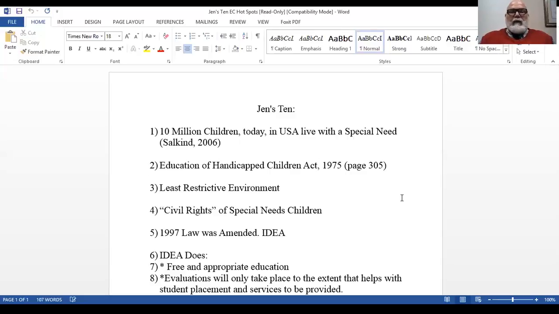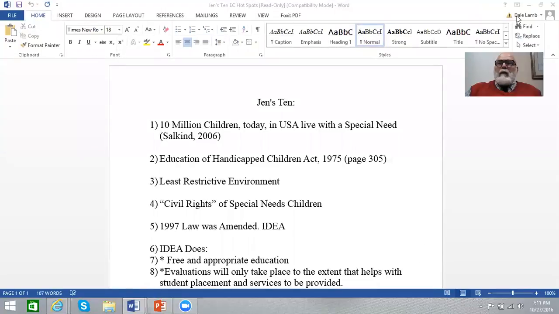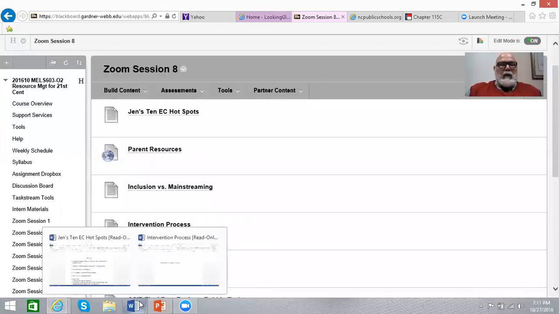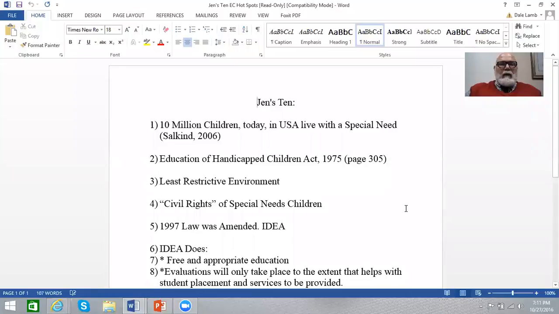Civil rights of special needs children. I have a document on our week 8 Zoom that's parent rights, and so those are what would be known as civil rights of those students. And so let me do a new share and go to that screen. This one right here that says parent resources, this is the civil rights for students. That's what that's referring to. So let me go back to my Gens 10.